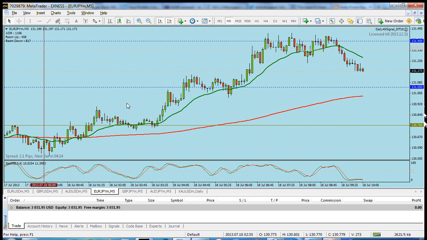Number one, it has to be above the 20 SMA. Number two, the 20 SMA has to be above the 200 SMA. That's number three. And number four is the stochastic has to be below the level 50, with the stochastic green line above the signal line and looking up. These are the four conditions.